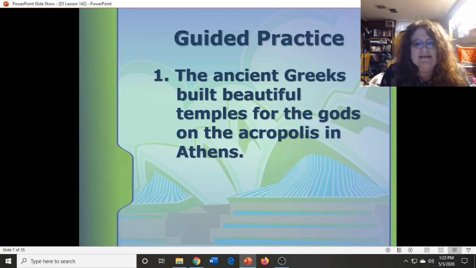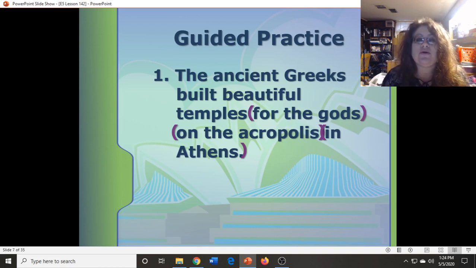The ancient Greeks built beautiful temples for the gods on the Acropolis in Athens. So the first thing we need to do is we need to put parentheses around the prepositional phrases. For the gods, on the Acropolis, in Athens. Now the great thing about finding all these prepositional phrases is now we can ignore them when we go to look for the subject and verb. Here's the words that are left. The ancient Greeks built beautiful temples. That's the only words we have to focus on.